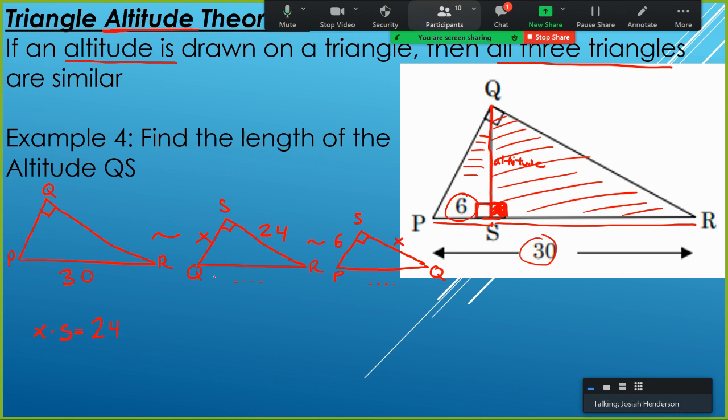Gives me 24. My little times scale factor gets me the medium. And x are the same distance or the same length. They're both measuring SQ, the altitude. So also 6 times S gets me x.